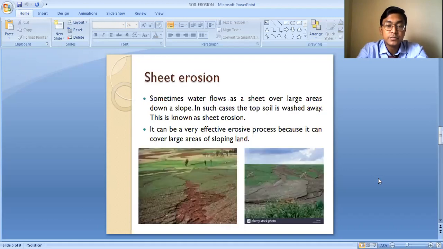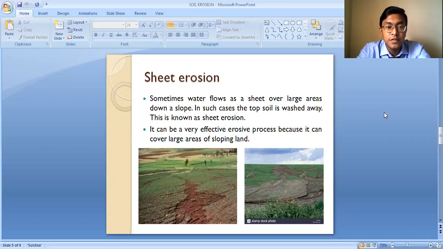The next is sheet erosion. Sheet erosion is the most common form of soil erosion. When the entire topmost layer of the soil gets washed away or blown away, that is known as sheet erosion. For example, take an agricultural land where farmers are growing crops. After the crops have been harvested, they leave the land without any kind of vegetation cover. It is left abandoned.